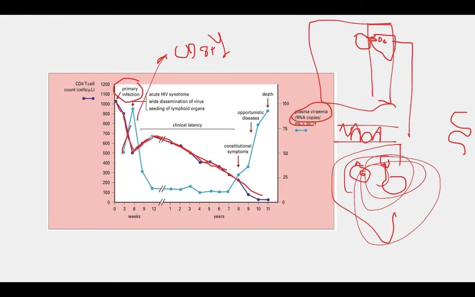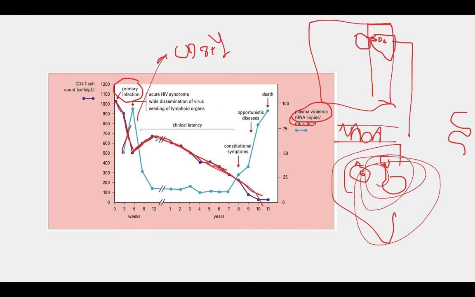The CD4 will not be affected, but why is there a slowly progressive loss? It's because your body can recover initially, can produce the CD4, but later on it cannot. That's why it goes down and then it goes to AIDS.